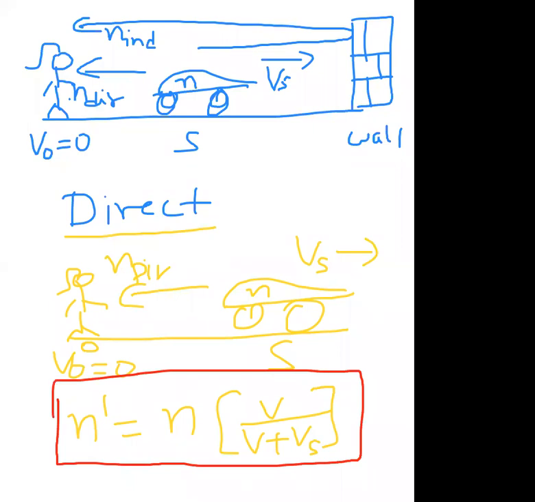I am not calling it N dash. I am calling it N direct. N direct is equal to N into V by V plus Vs. This is about the direct situation.